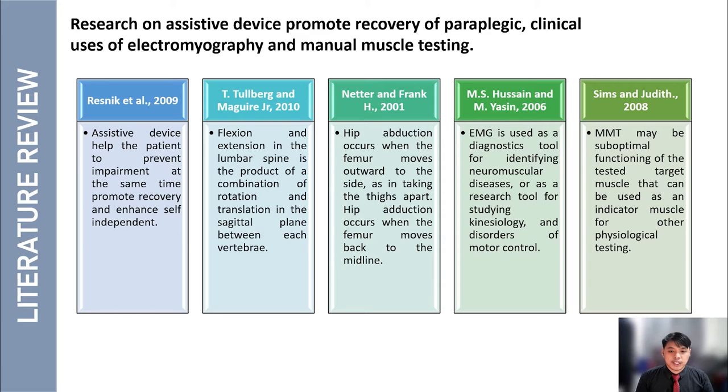According to Hussain and Yassin in 2006, EMG is used as a diagnostic tool for identifying neuromuscular diseases or as a research tool for studying kinesiology and disorders of motor control. And lastly, according to Sims and Judith in 2008, MMT may be suboptimal functioning of the tested target muscle that can be used as an indicator muscle for other physiological testing.